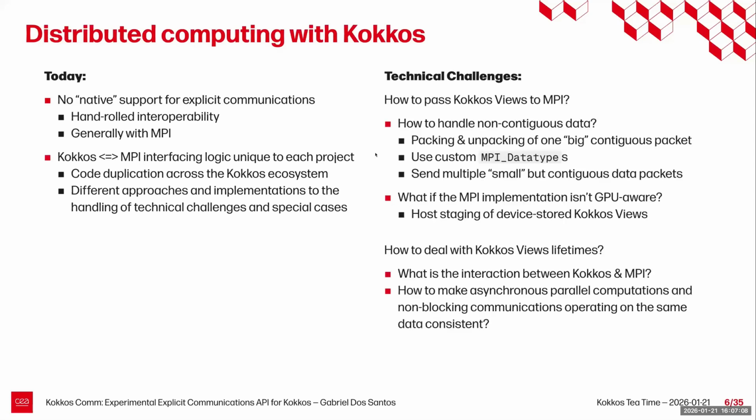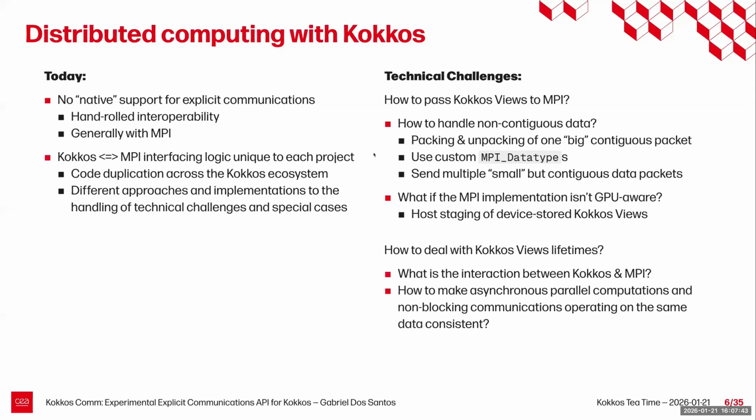So what are these technical challenges? The first question is, how do we pass a Kokkos view to MPI? And we need to ask ourselves, how do we handle non-contiguous data? What is the strategy to exchange that data over the network? Do we use packing and unpacking of one big contiguous packet? Do we rely on custom MPI data types and let the MPI data type engine do the work? Or do we just send multiple small but contiguous data packets?